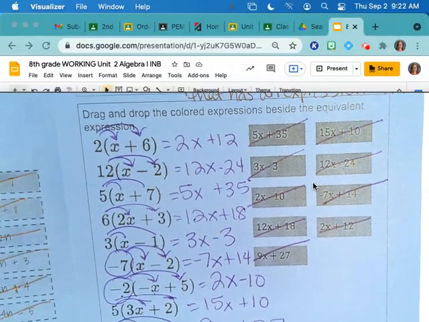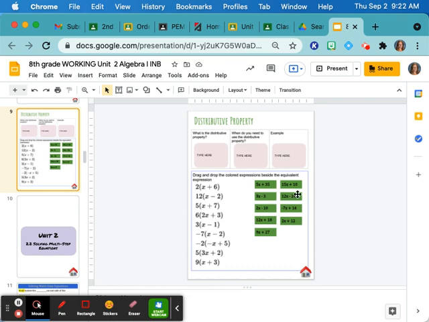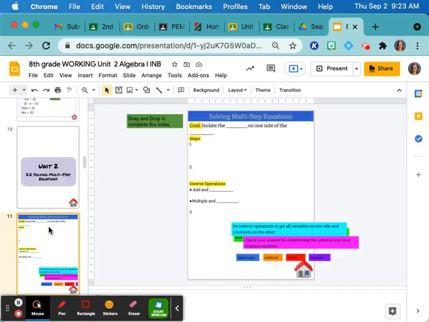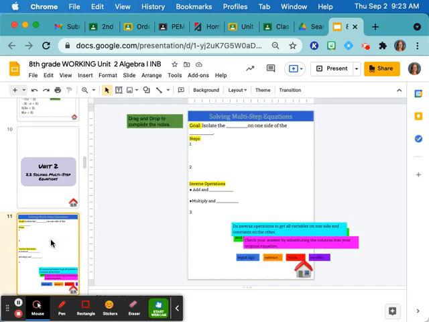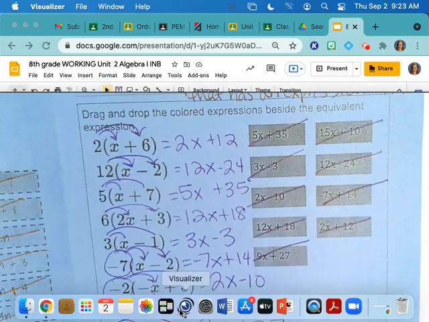So if you're at home whenever you're doing your notes, you can do the work in your journal, and then you can drag and drop here. You can also write in here or write in your journal for any one of these. If you're in class, we're just going to do everything on paper in our composition book. So we're starting Unit 2, which is solving multi-step equations. So we're going to start out a little slow with solving just 2-step equations. So let's do a little reminder on how to solve equations.